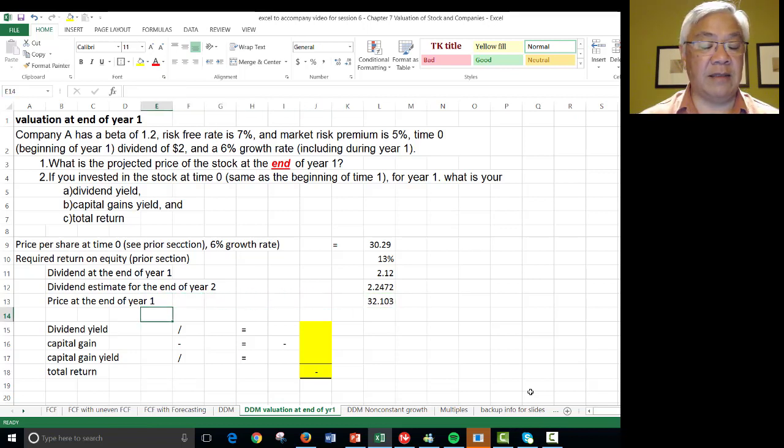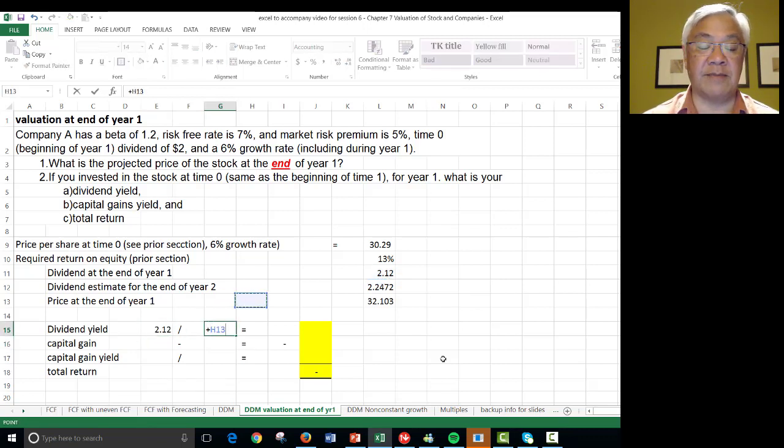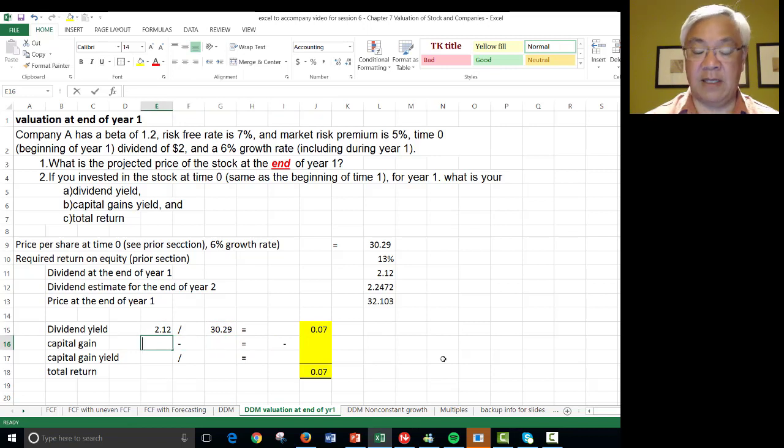So now we have all we need. Dividend yield is equal to what dividend we got this year, 2.12, divided by the original price. So we paid $30 for the stock, and so therefore the yield is 2.12 divided by $30. And the capital gain, well, the stock's now worth 32.